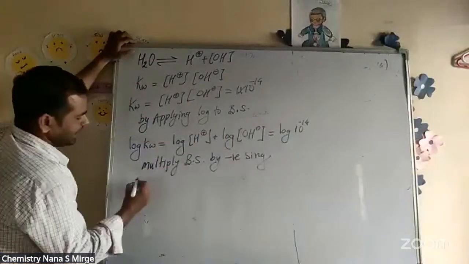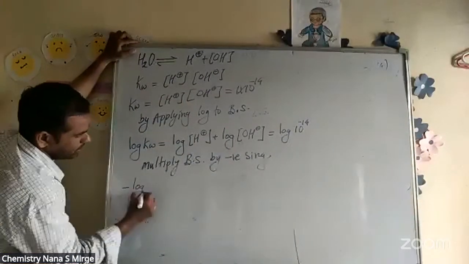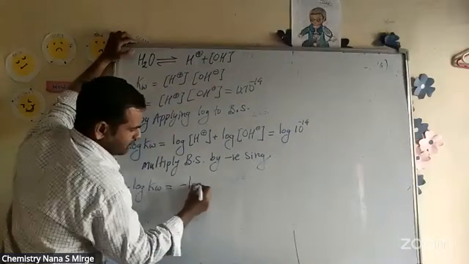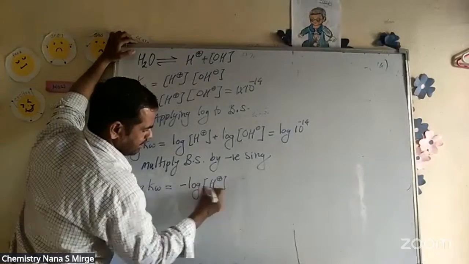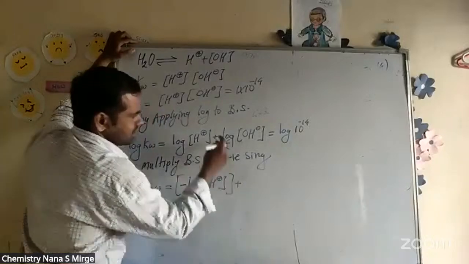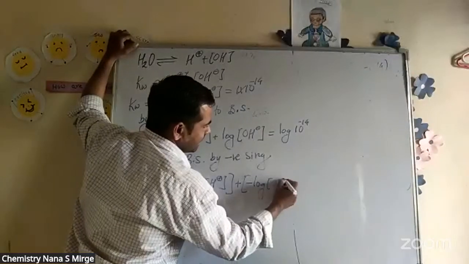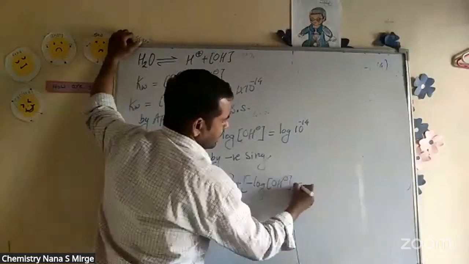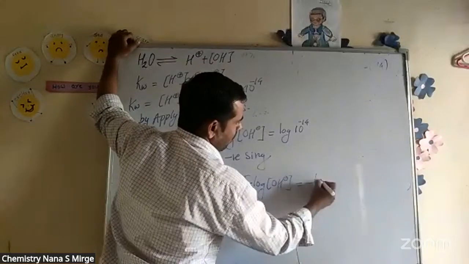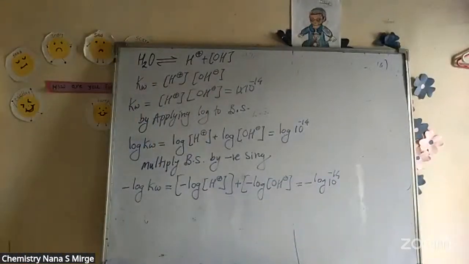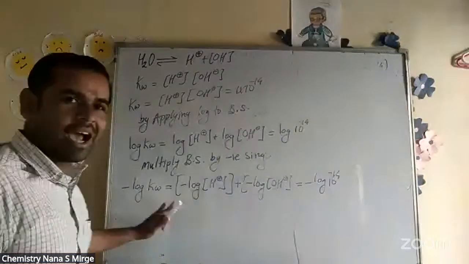So the multiplication is, minus log Kw is equal to minus log H plus ion, plus minus log concentration of OH negative ion is equal to minus log of 10 raised to power minus 14. Have you understood this equation? Yes, sir. हाँ ये ओके, इतना तो आपके समझ में आ गया. देखो ओके, यहां तक तो आपके क्लियर हो गया.